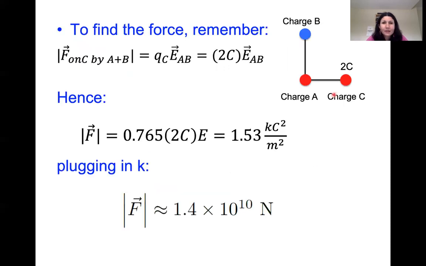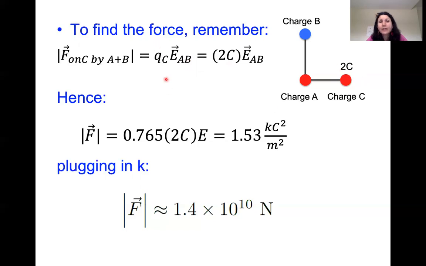Okay. But we weren't asking about electric field. We were asking about what is the force. So I'm just bringing back this picture here. What is the force this charge feels? So here's our relationship between force and electric field. There should be a magnitude sign here as well, because now we're just thinking about magnitude of the force. So the force on charge C by the contribution of A and B, we can rewrite as Q of charge C, that's our test charge, times the electric field of the source, so the electric field due to A and B.